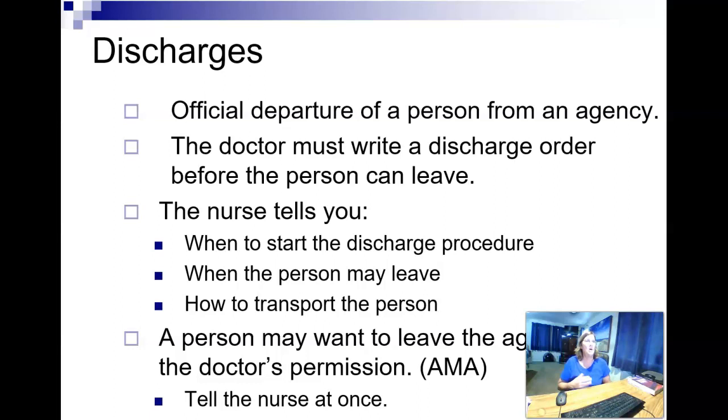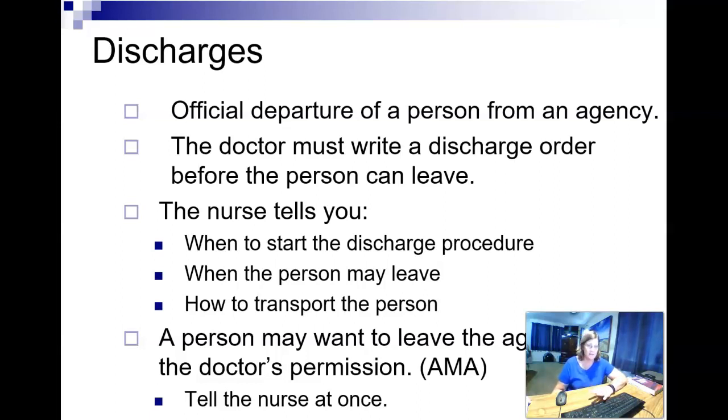Now, discharge hopefully is a happy thing. Discharge is the official departure of a person from an agency, and the doctor has to write an order for a discharge before the person can leave. If the person wants to leave the agency without the doctor's permission, it's called AMA, against medical advice. Now, if a person has dementia and poor cognitive function, they're not allowed to leave AMA. We can physically keep them at the facility. We can keep them from leaving.